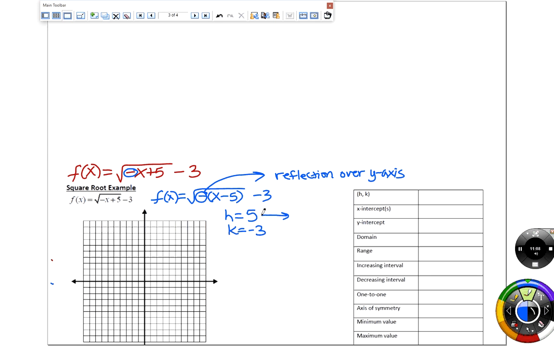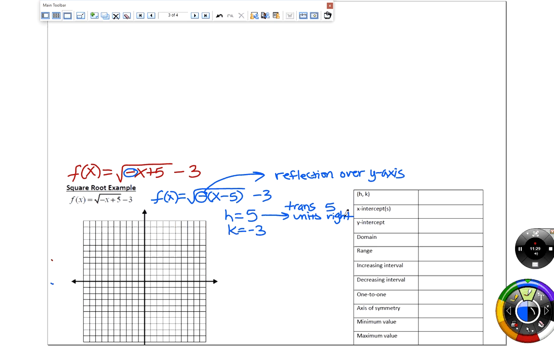So is it shifting the graph, flipping the graph, stretching or compressing the graph? Shifting the graph. So that's like a translation, okay? So this is translating our graph 5 units to the right. Okay?